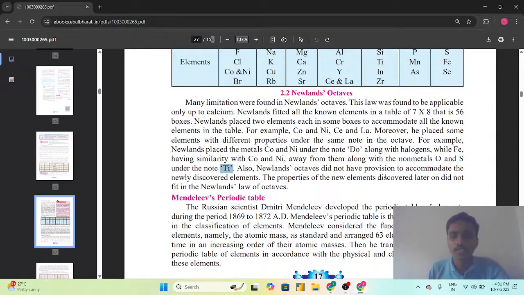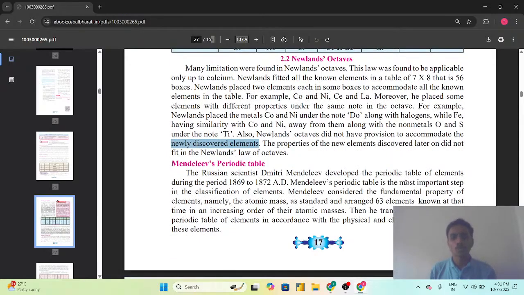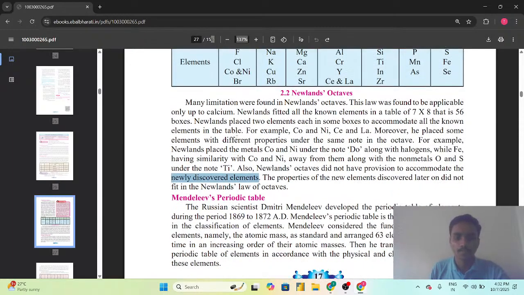Also, Newlands' octaves did not have the provision to accommodate newly discovered elements. We can see here that the 56 elements which Newlands classified in his table as per the rule of the law of octaves left no place to accommodate newly discovered elements in his periodic table.